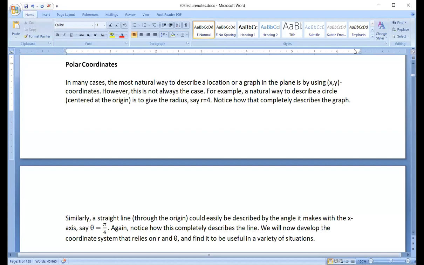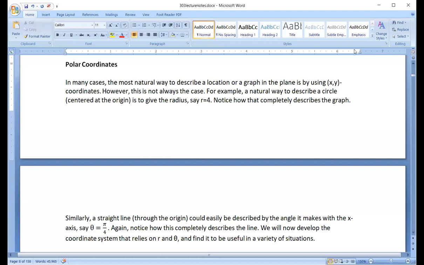So let's take a look at polar coordinates. The general way I like to think of polar coordinates is that it's an alternate coordinate system for describing the flat two-dimensional plane, or R2. So let's talk about why we might want to do that and how we use it.